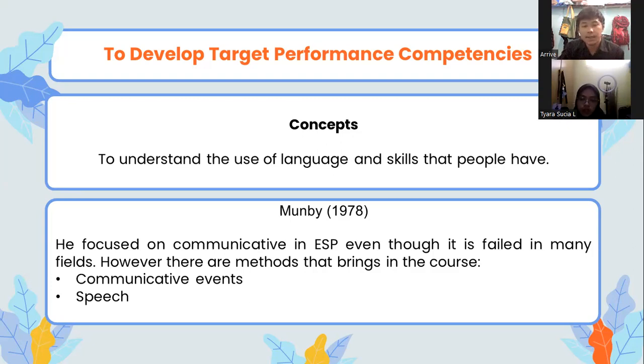Here, Munby, 1978, said that he focused on communicative in ESP, even though it failed in many fields. However, there are methods that bring communicative events and speech into the course. Actually, Munby thought that this communicative way was going to be something in the future, but eventually it failed, because not every job is filled by communicating in a static way. For example, an air traffic controller uses systematic communication, but in another job it's not that systematic but dynamic.